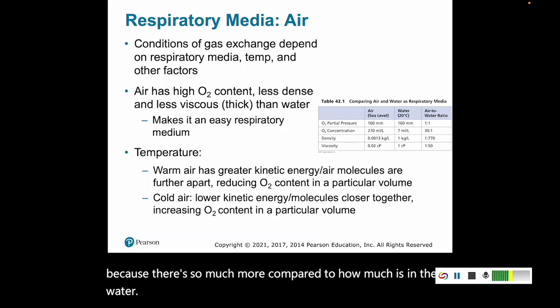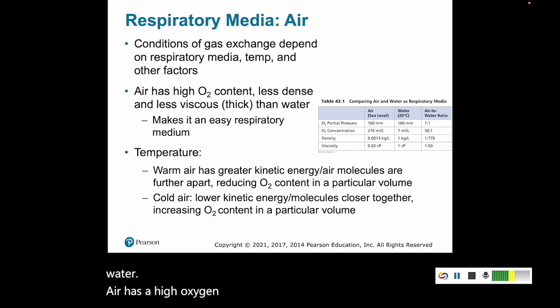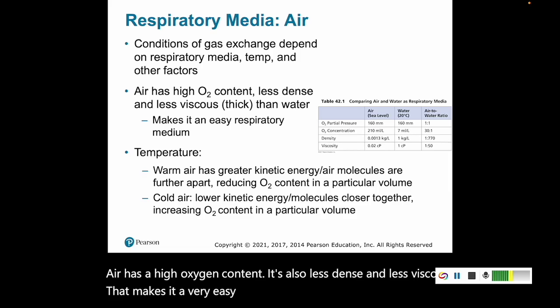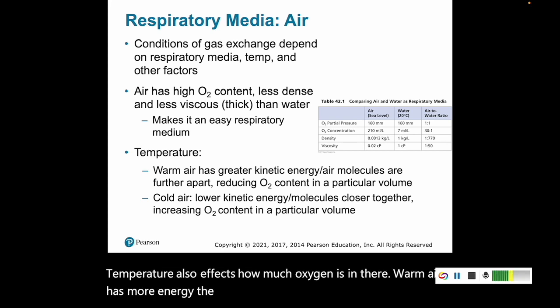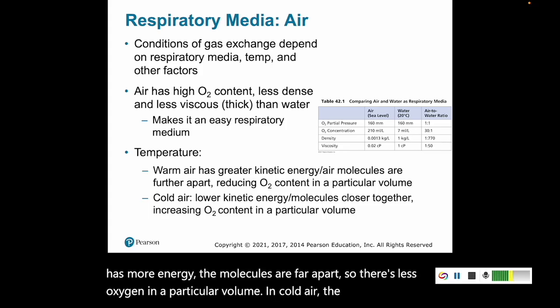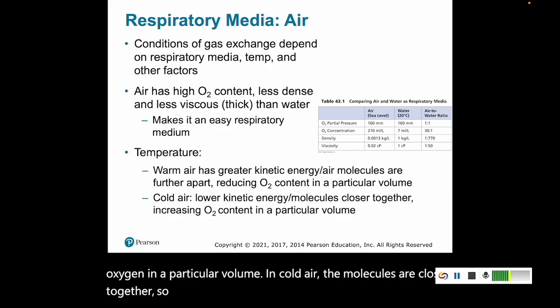Air has a high oxygen content. It's also less dense and less viscous. That makes it a very easy respiratory medium for us. Temperature also affects how much oxygen is in there. Warm air has more energy. The molecules are far apart, so there's less oxygen in a particular volume. In cold air, the molecules are closer together, so there's more oxygen in a particular volume.